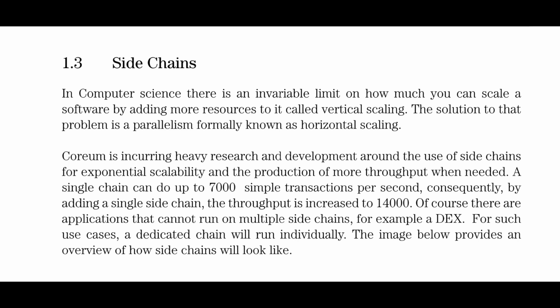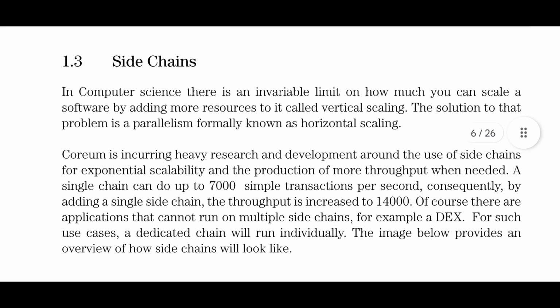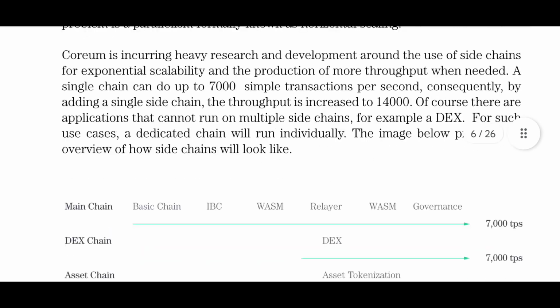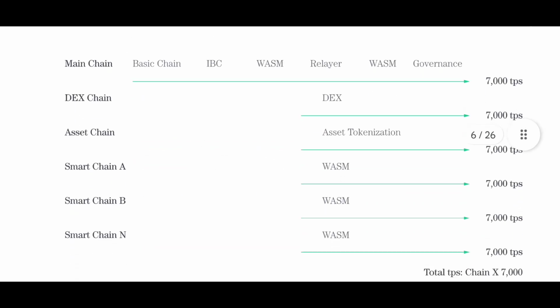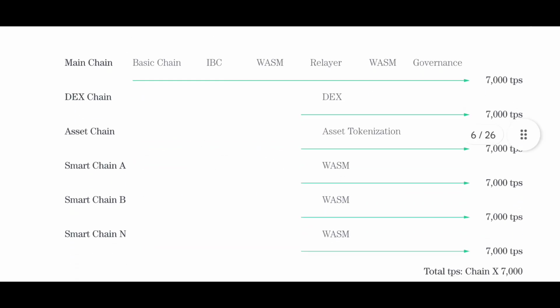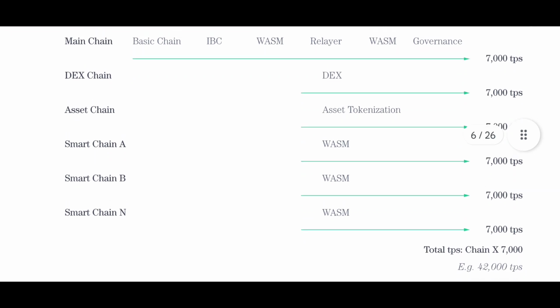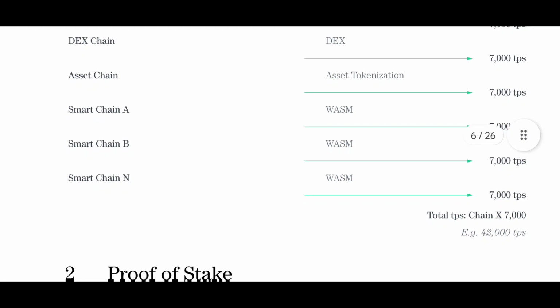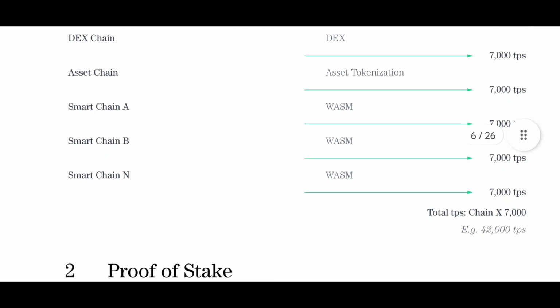Of course, there are applications that cannot run on multiple sidechains, for example, a DEX. For such use cases, a dedicated sidechain will run individually. The image below provides an overview of how the sidechains will look. So all added up, the 6 chains got 42,000 transactions per second.